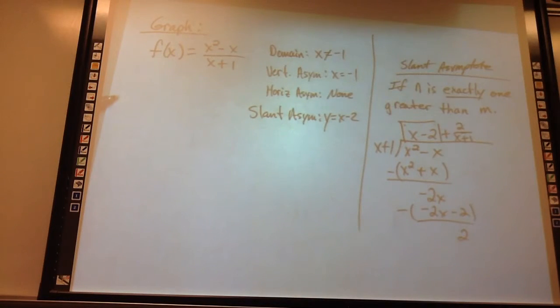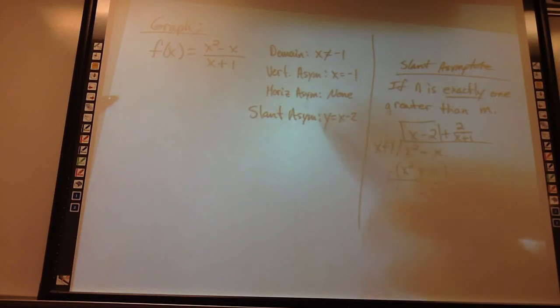So for a slant asymptote, if it's one bigger, divide it. Whatever the non-remainder part is, that's your equation. It'll always be a line, because if it's exactly one bigger, then when you go x into x squared, or even x to the fifth into x to the fourth, you'll always just have an x, or 2x, or 3x, or it might be a fraction. But it'll always be the equation of a line.